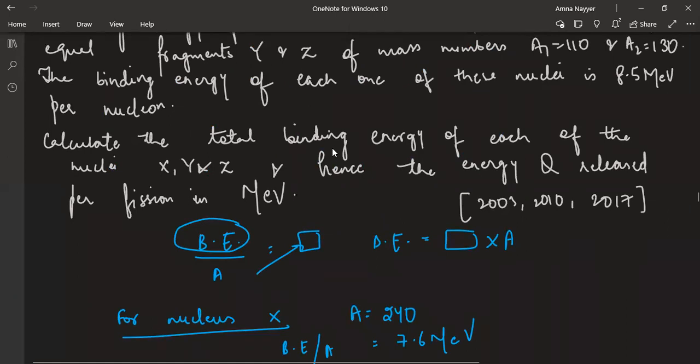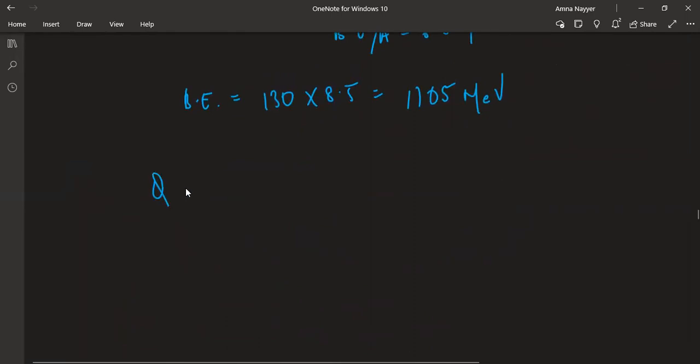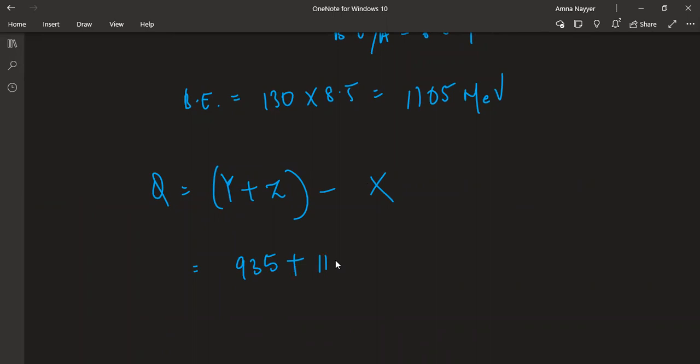Calculate the total binding energy of each of the nuclei. Then you have to find the energy released from fission. So how will you calculate the energy release? What are the new energies? Binding energy of Y plus Z, these are the new fragments, right? Subtract the original X from it. What was Y? 935 for Y, plus 1105 for Z.